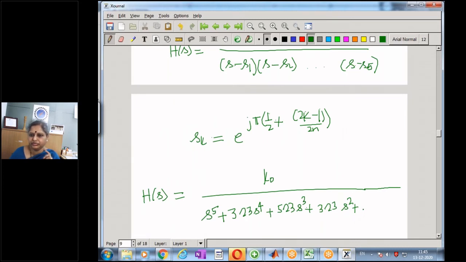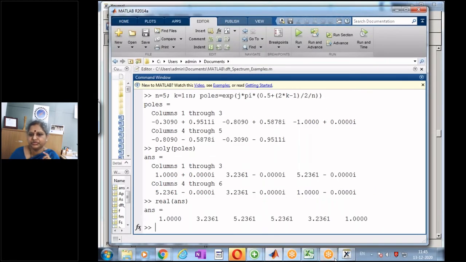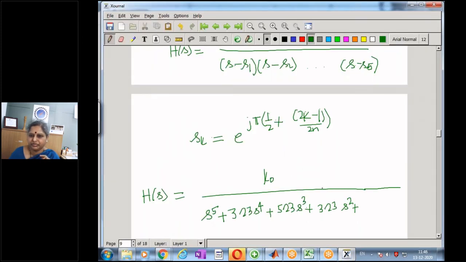No, I need to get 5.23, it is repeated twice. So 5.23 s cube plus 5.23 s square plus 3.23 s plus 1. This is my fifth order polynomial, the fifth order Butterworth polynomial with the poles as we have seen.